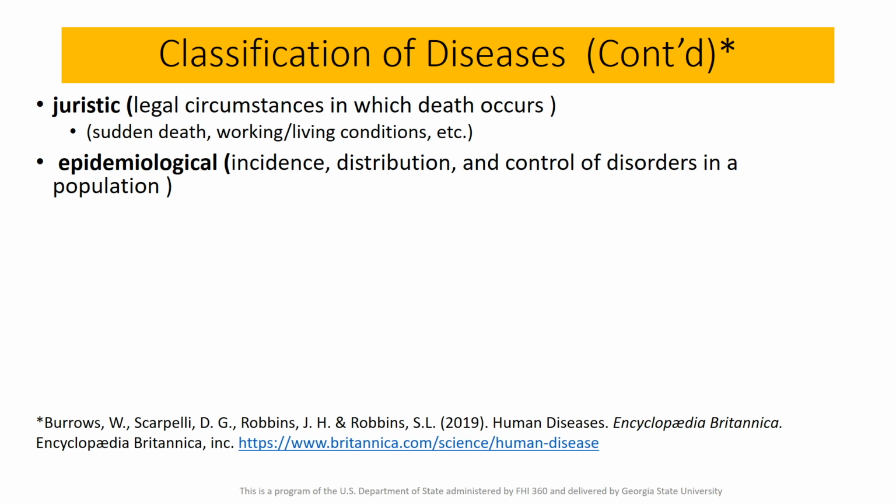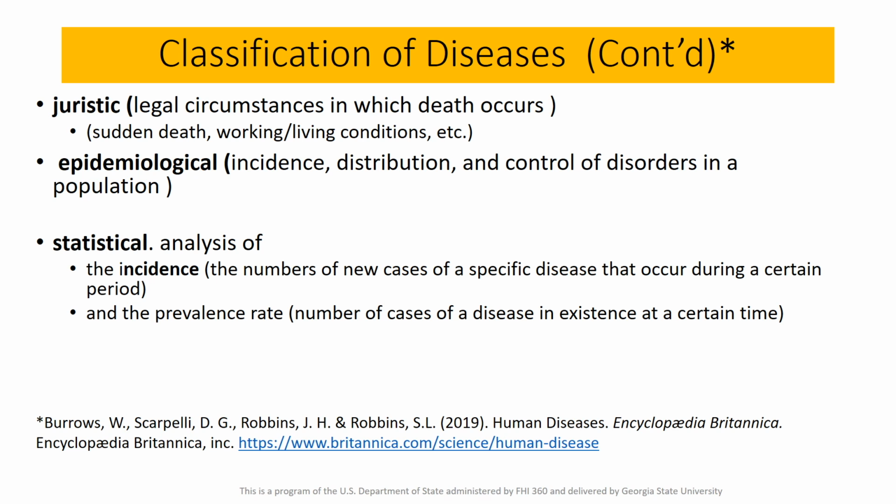in a population. And finally, you can also have a statistical classification, which is based on an analysis of the incidence of the disease, meaning the number of new cases that occur during a certain period, or the prevalence rate of the disease, meaning the number of cases in existence at a certain time.